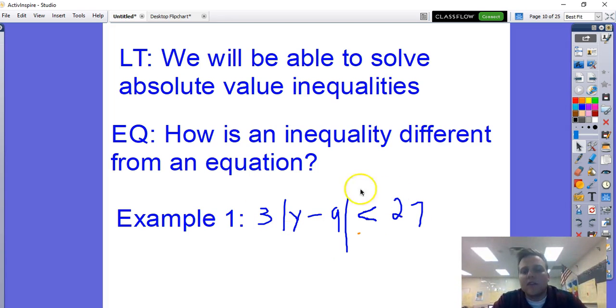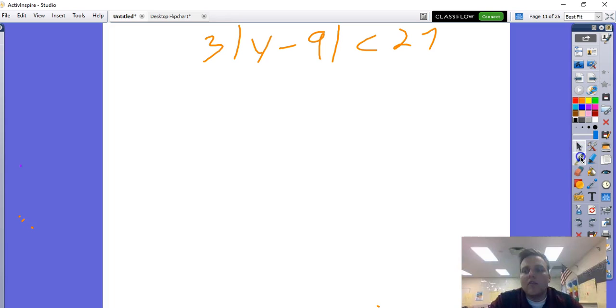So let's look at this first example. 3 times the absolute value of y minus 9 is less than 27. What this question is getting at is we're looking for values of y, that's what we're going to solve for, that if we were to plug them in, would make the left side become numbers less than 27. So let's go ahead and solve this. Even though it's an inequality, we still solve it in the exact same manner that we solved equations. I'm going to start off dividing both sides by 3, because 3 is multiplying the absolute value, and I must get the absolute value by itself first before I can continue on.